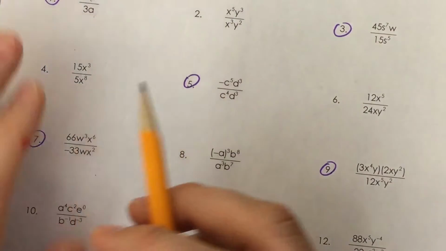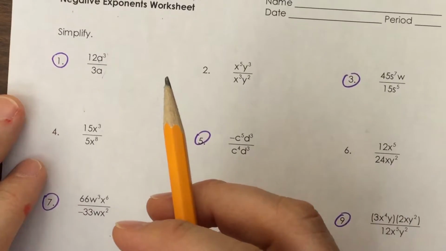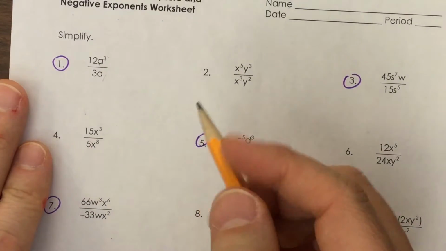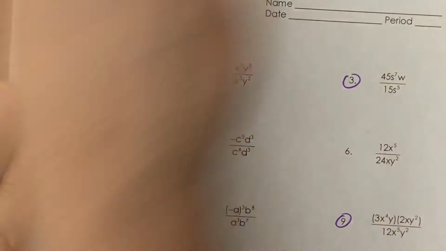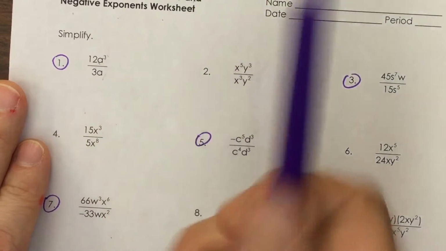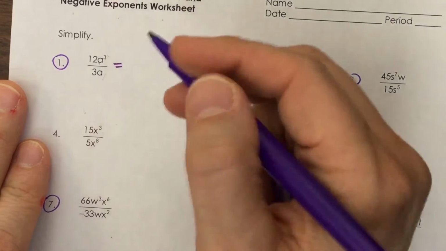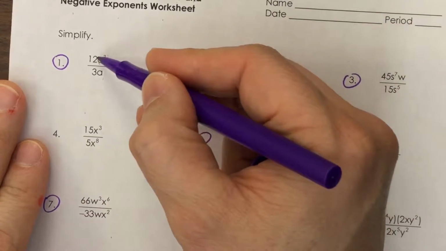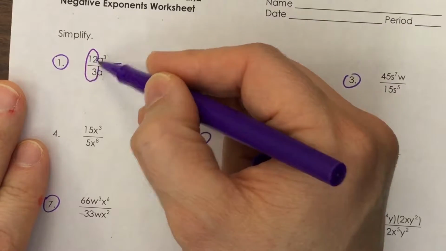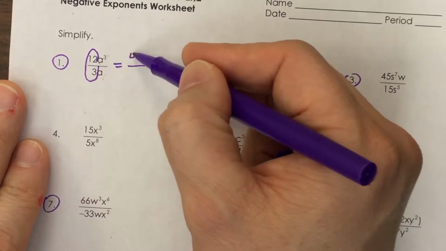Let's go ahead and give you some more help here on the video. I'm going to do all the odds on this assignment. So for this one, we have 12a to the third divided by 3a. Okay, so the big numbers are the coefficients. I do regular math with that. 12 divided by 3 is 4.